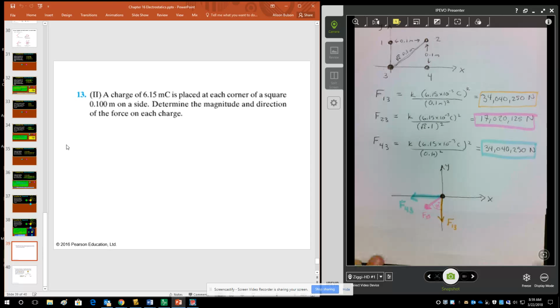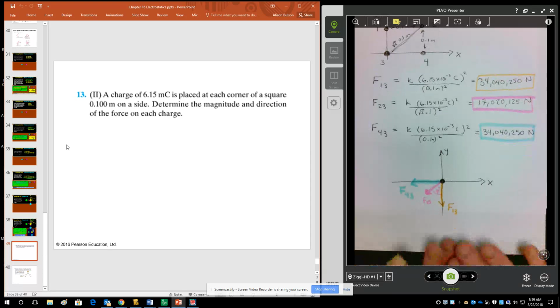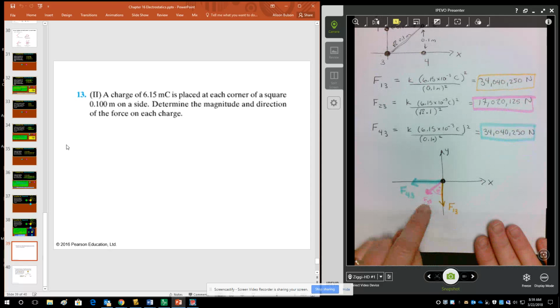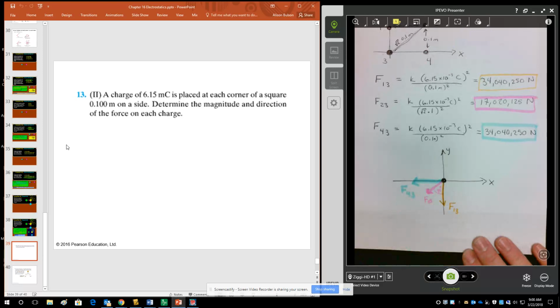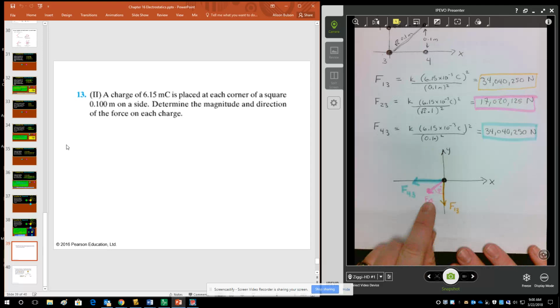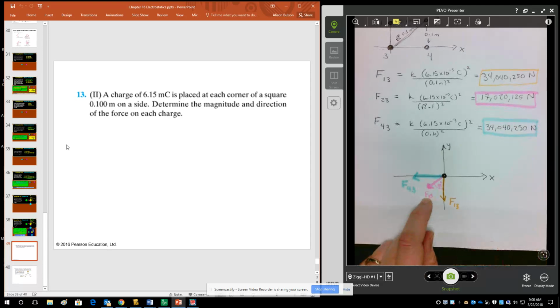And so now we need to add our vectors. So in order to add these vectors, I need to know what the x and y components of F23 are. And then I can add x and y net force to find total force. Oh, there's another way to do this. I could find the x and y components of F23, but I'm feeling lazy because it's Thursday morning of the last week of the term.